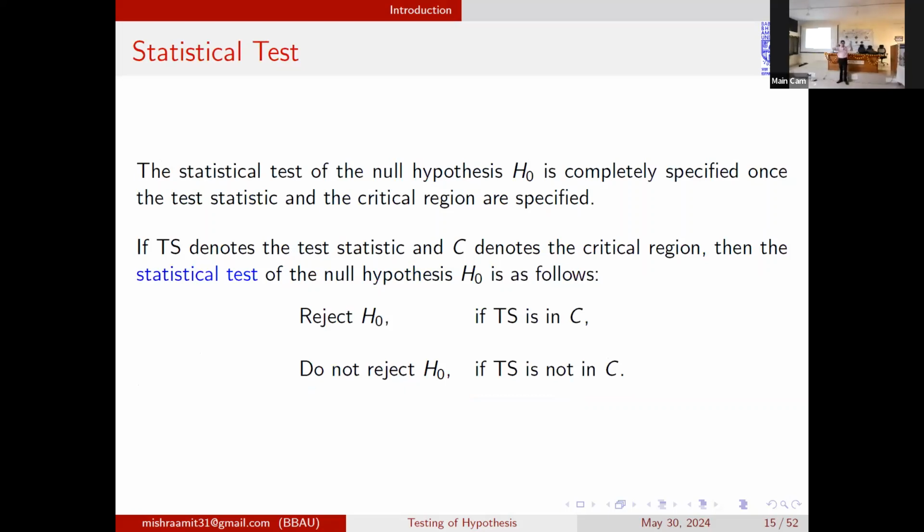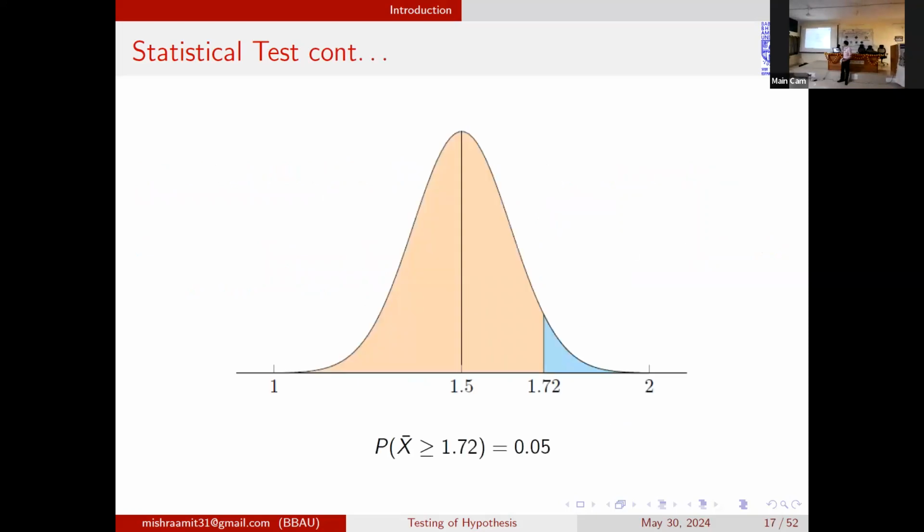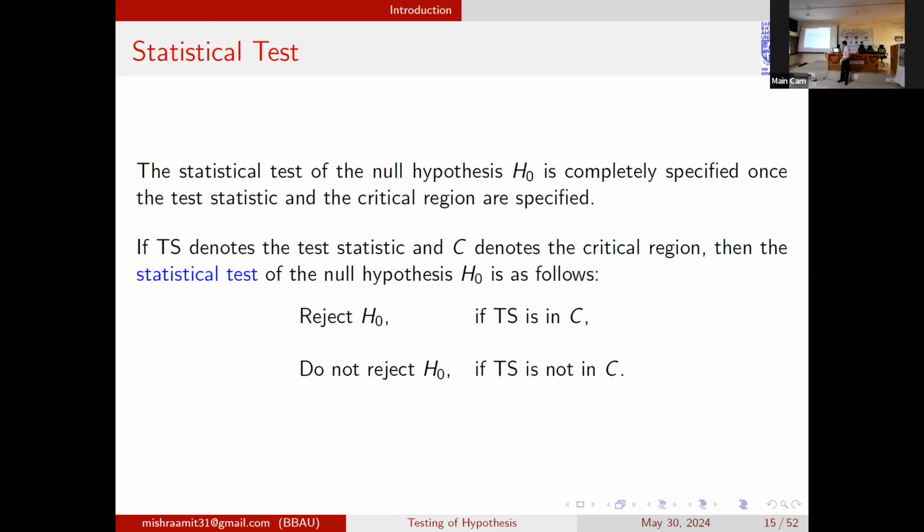So finally, what we are having is a statistical test. In a statistical test, you have a test statistic, you have a critical region. If your test statistic belongs to this critical region, you reject the null hypothesis. And if it does not belong to the critical region, you do not reject the null hypothesis. I am emphasizing the statement to not reject. I am not saying accept H now. Okay. Do not reject H.